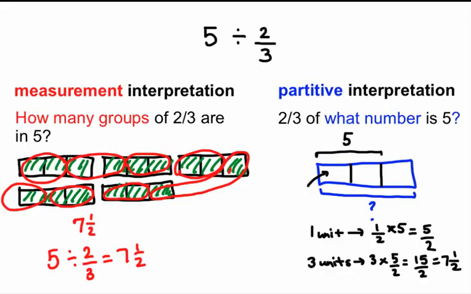So I hoped that this video helped you to understand the two different interpretations of division, and you can use this information as you are creating visual models to help you to understand the concept of division of fractions throughout the rest of this video series.